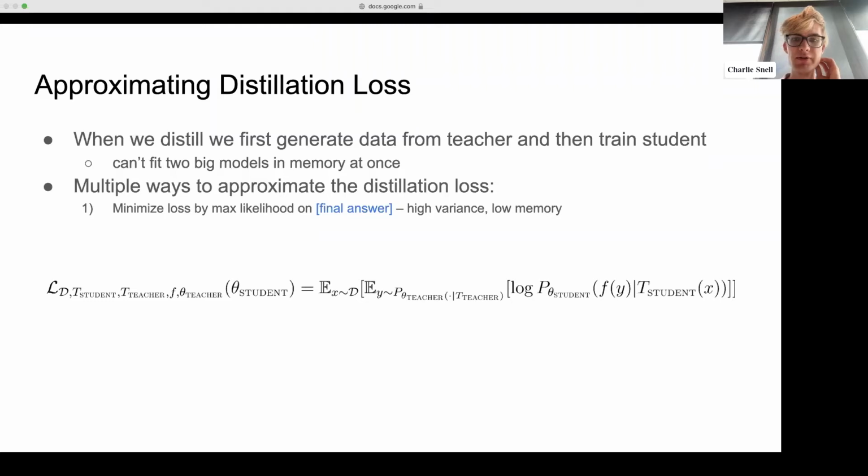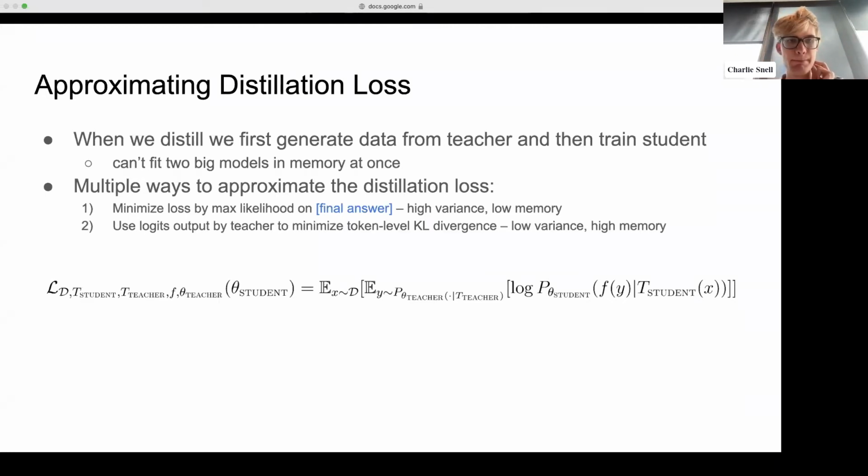So you sample this, you get the tokens, and you just maximize the likelihood of those tokens from a bunch of samples. This will give you a higher variance estimator, but you don't have to store much in your data set. You're just storing a few bits for each token.